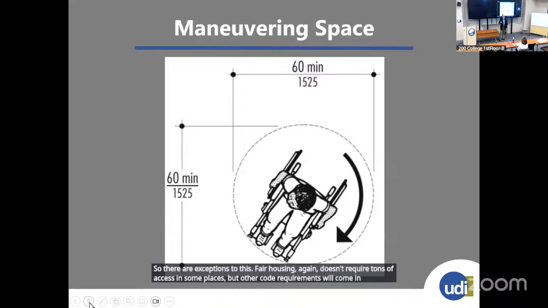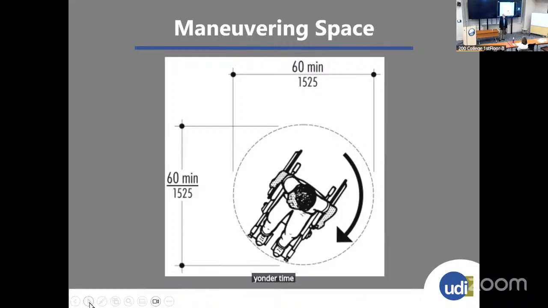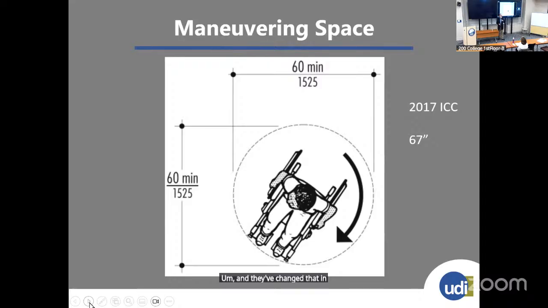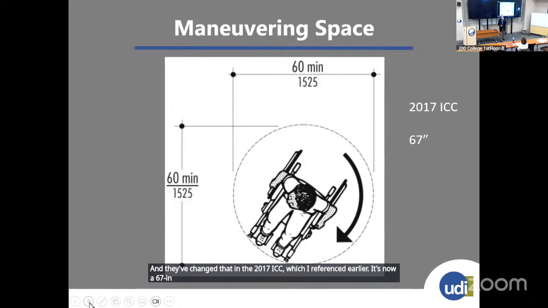So this is an example of upgrades since yonder time. The old standard was always, for years and years, a 60-inch turning diameter to accommodate somebody who's very able in their wheelchair to spin around. Not many people can actually do that. And they've changed that in the 2017 ICC, which I referenced earlier. It's now a 67-inch turning circle. These things don't apply inside your residential units, by the way.